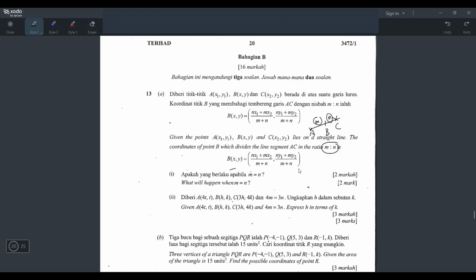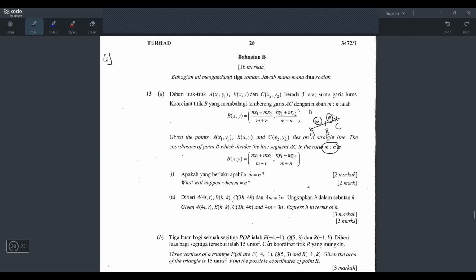And then the formula to find point B is this. Okay, this formula you actually learn in the Form 4 coordinate geometry chapter. And you will use it when you want to find the divisor of a line segment. Okay, so number 1 says what will happen when m equals n. When m equals n, it means the ratio here will be 1 to 1. Of course you can say 2 to 2, 3 to 3, 4 to 4 also, but it's the same concept.